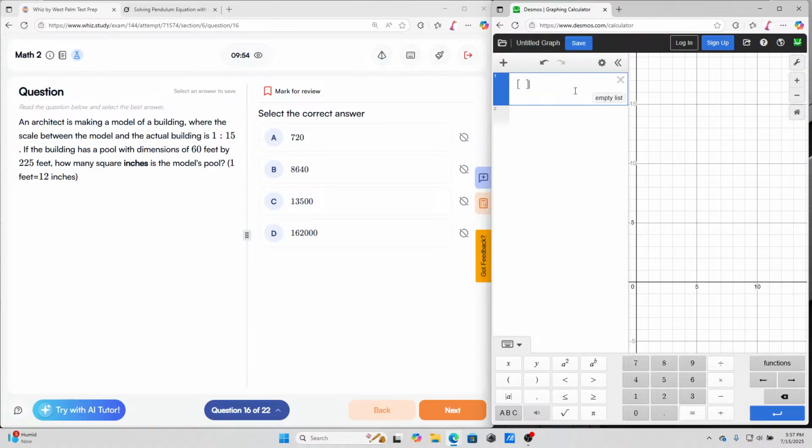So I think we can use some regression for this one here. So the actual building is 15 times the scaled version, and if the actual building has a pool with the dimensions of 50 feet, then what did I do? Yeah, 60 times 225 in the scaled version.